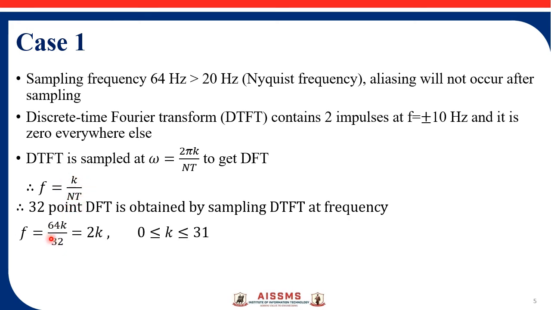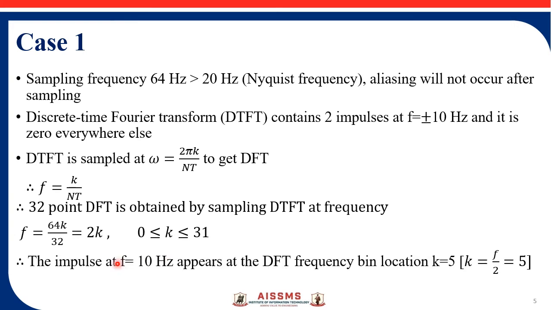So I am substituting the values. N is 32 and T is 1 upon 64. So ultimately it will be 64 k upon 32. So it is 2k, where k is varying between 0 to 31. Therefore, the impulse at frequency 10 Hz appears at the frequency bin of the DFT. What is the frequency bin location? K is equal to 5.